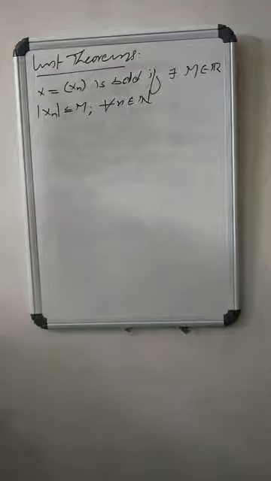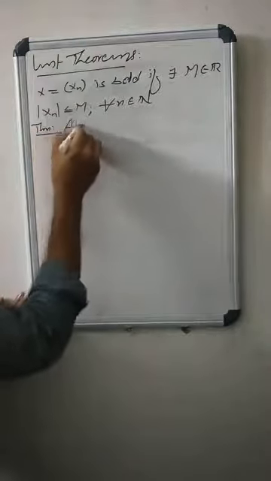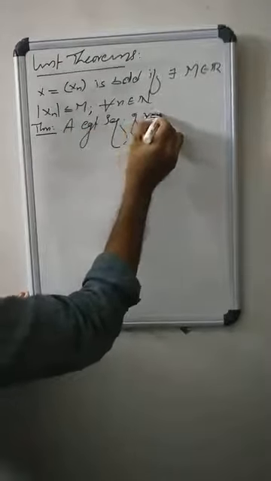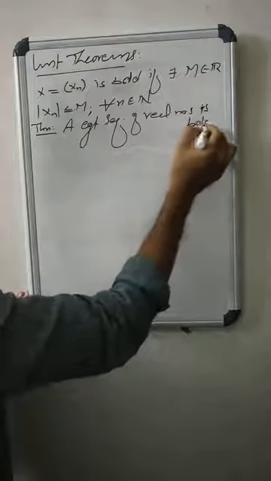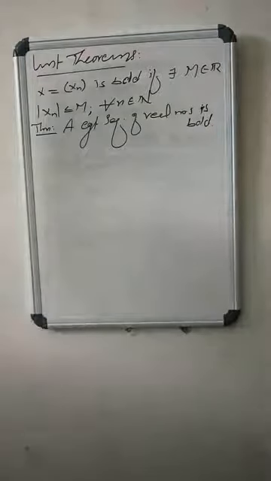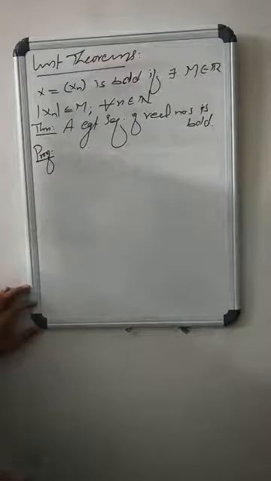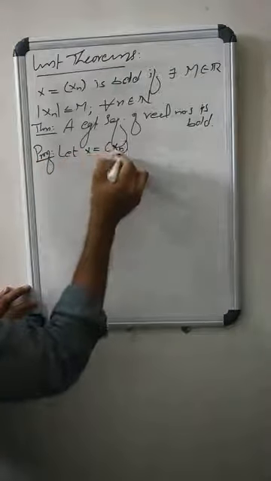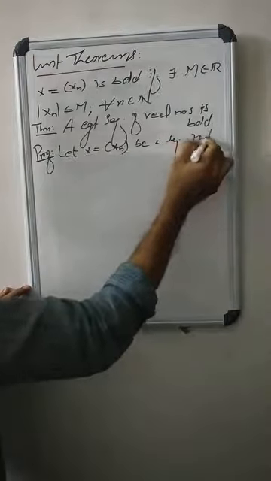A convergent sequence of real numbers is bounded. The theorem states that a convergent sequence of real numbers is bounded. How? So far, we come to this proof. Let x equals xn be a sequence of real numbers.